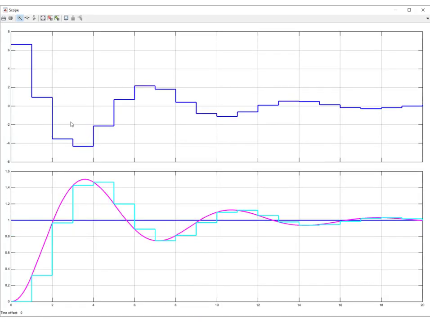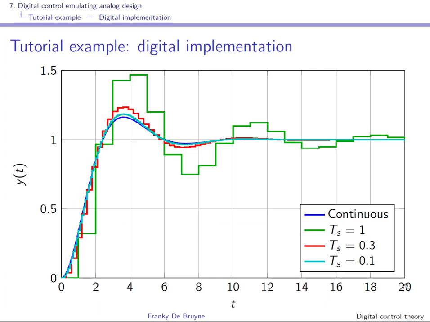As you can see, the response is exactly the same. You can see that indeed the sampling period is 1 second, but in addition to the response at the sampling instants, you also have the intersample behavior, and as I've told you before, you should always check it. So really, Simulink is the way to go. We can see here that for TS sufficiently small, the specifications are met. So we have a zeta of approximately 0.5 and a natural frequency of 1 radian per second.